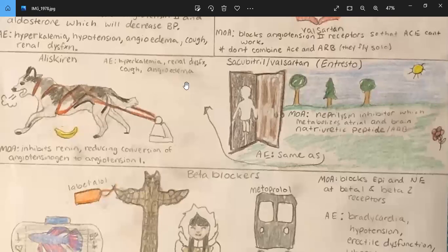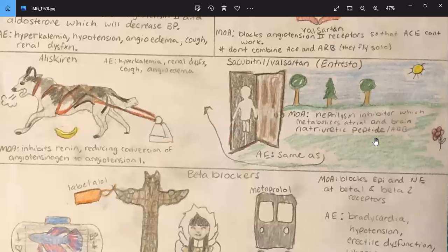Then the next drug is known as Entresto, and this one's a little bit different from the other ones. So it's used in congestive heart failure when patients have a low ejection fraction. And so the mechanism of action is that it is a neprilysin inhibitor, which metabolizes atrial and brain natriuretic peptide. So just to explain the picture, we have this person who's entering nature. So entering, so Entresto, nature for natriuretic peptide.